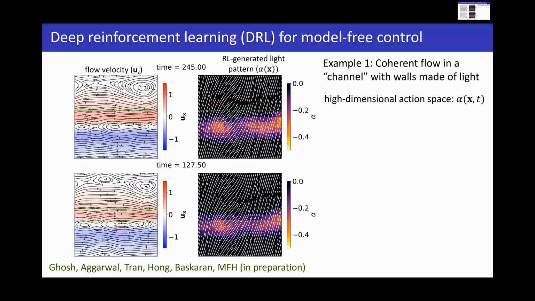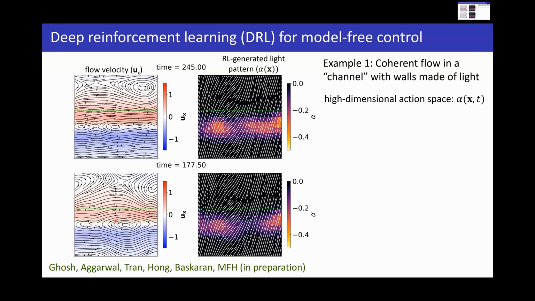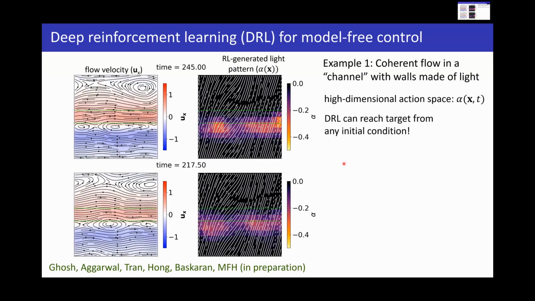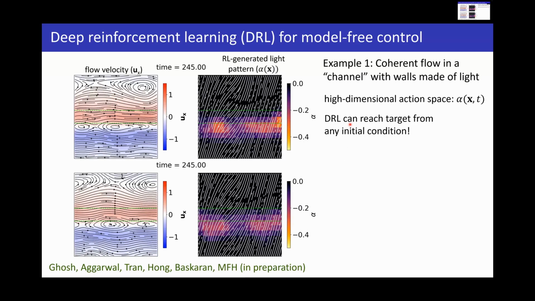And I'm showing another example here from a different initial condition. And this actually highlights one of the benefits of reinforcement learning in comparison to optimal control theory. In optimal control theory, if I want to start from a very different initial condition, I have to redo the whole calculation. With reinforcement learning, if you train it properly, in principle, you can give it any arbitrary initial condition and it will find a solution for you.